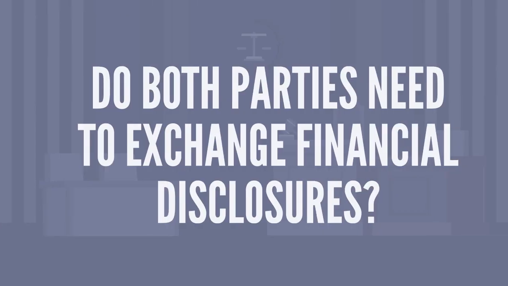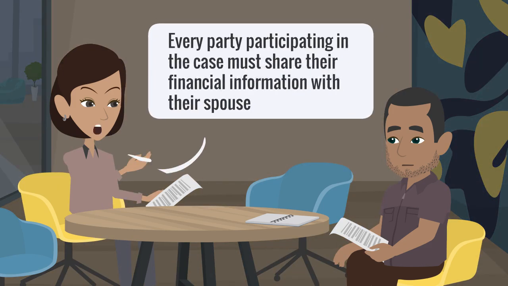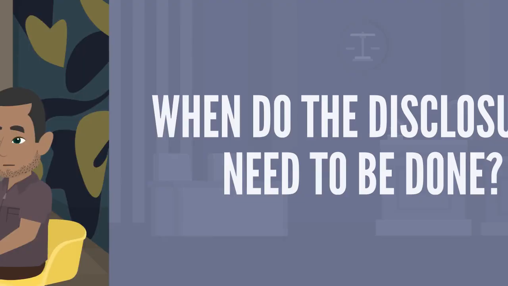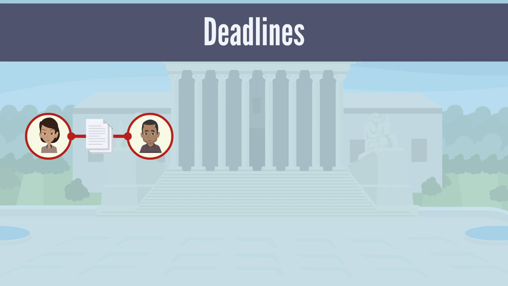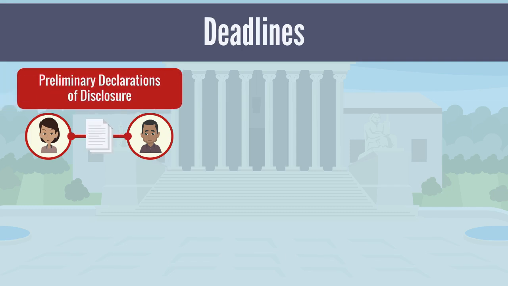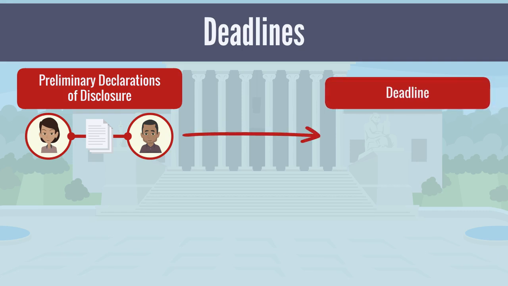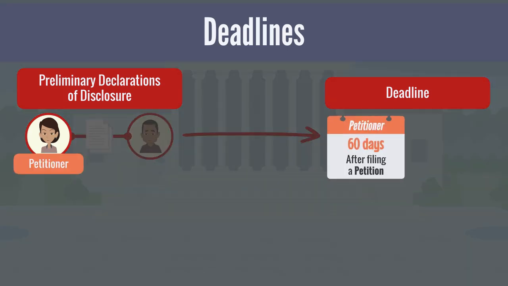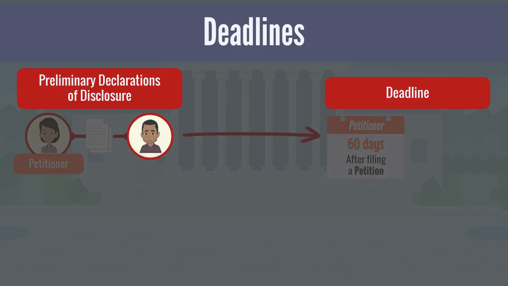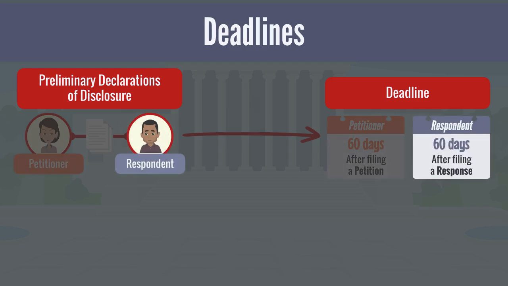Every party participating in the case, even if just entering a marital settlement agreement, must share their financial information with their spouse. The first time you give your spouse this information is known as making your preliminary disclosures. You must complete the preliminary disclosures by a deadline. If you are the petitioner, the deadline is 60 days after filing a petition. If you are the respondent, the deadline is 60 days after filing a response.